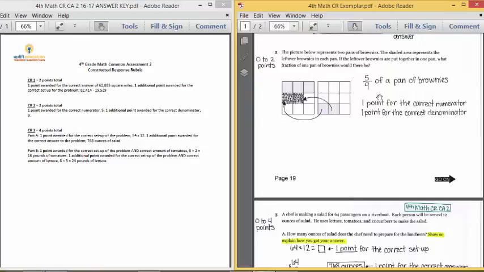There would be 5/9 of a pan of brownies. Scholars will receive 1 point for the correct numerator of 5, and then 1 point for the correct denominator, which should be 9, for up to a total of 2 points.